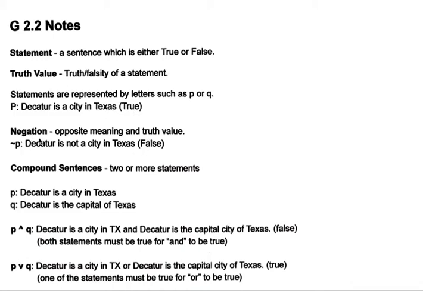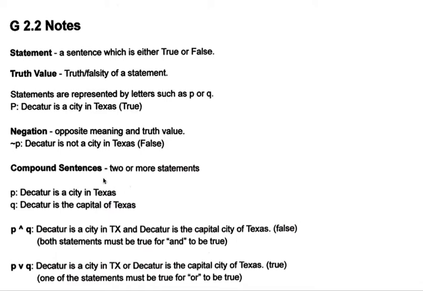Now, the negation of a statement is the opposite meaning and truth value. So, not P is what we say. Decatur is not a city in Texas. So we got one statement there. Okay, our one word that changes everything, the not. Okay, so that is now a false statement because, of course, Decatur is a city in Texas.